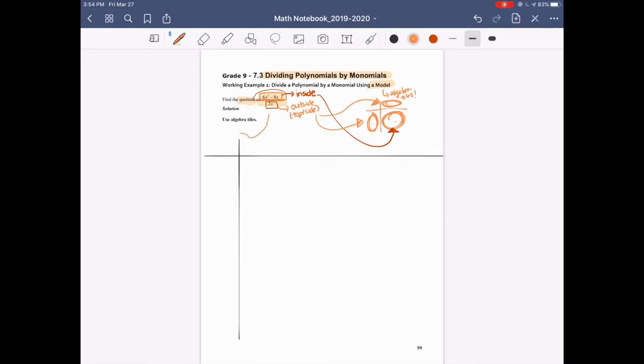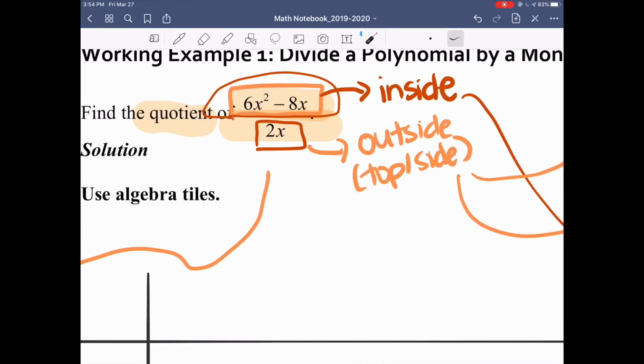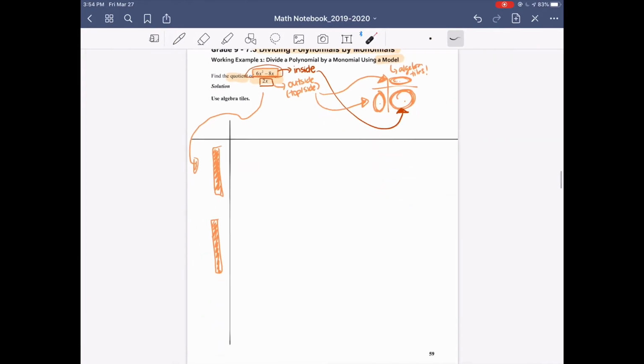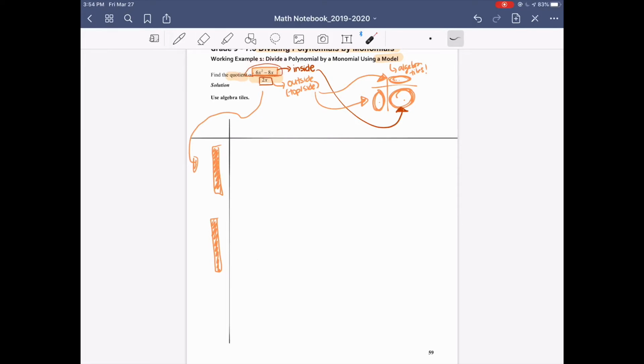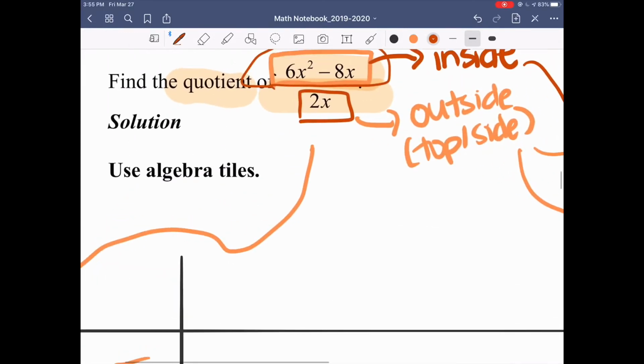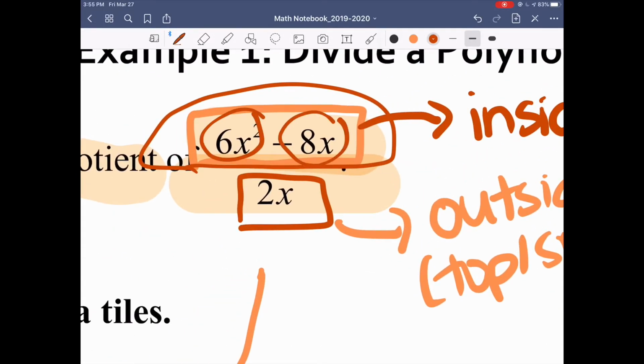So 2x, I'm going to draw it right here. So 2 positive x tiles is what we want. Once you've drawn the denominator, our next step is to draw in the numerator, which we said goes on the inside, which is this part right here. So we need to put that whole thing in this area, 6x squared minus 8x. But there's a certain way that you have to do this. I'm going to separate these two positive x tiles, because when you're drawing these out, you have to split them up evenly between the two x tiles.